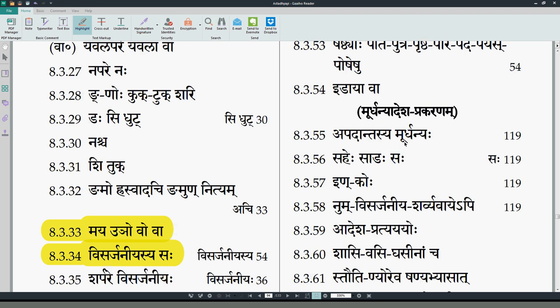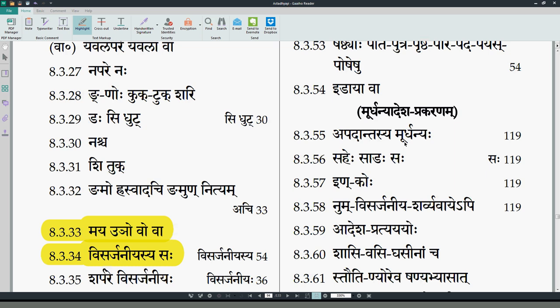The problem is going up and down the PDF. It's easier with a book. So 8333. I have in my book, it is 8334. Only Samhitayam and Padant Sandhi.